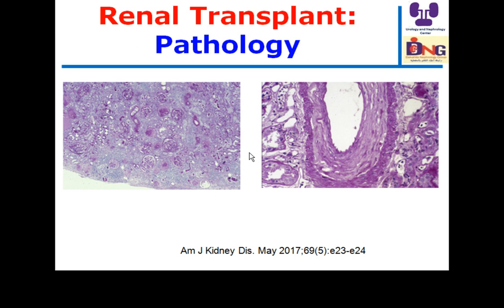What is the pathology diagnosis? As you see, these are chronic changes within the cortex, and here there is duplication of the internal elastic lamina. So this is, if we can say, IFTA, interstitial fibrosis and tubular atrophy, with chronic change in the vessels.